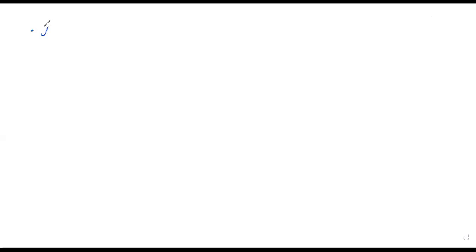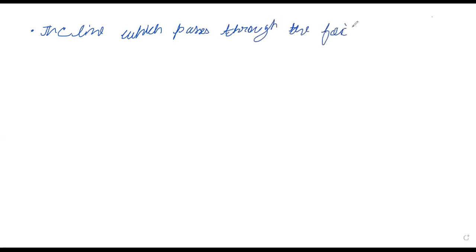Let me write the term about the length of the major axis. The line which passes through the foci of the ellipse is the major axis.